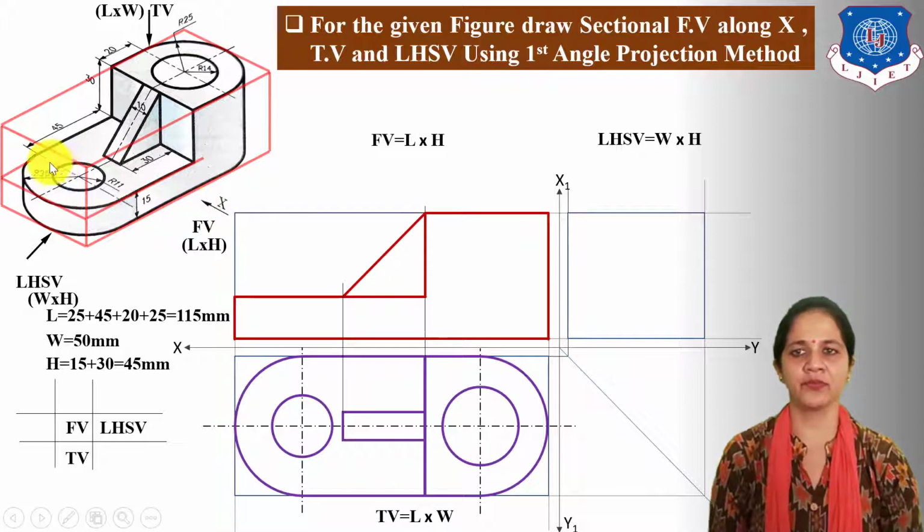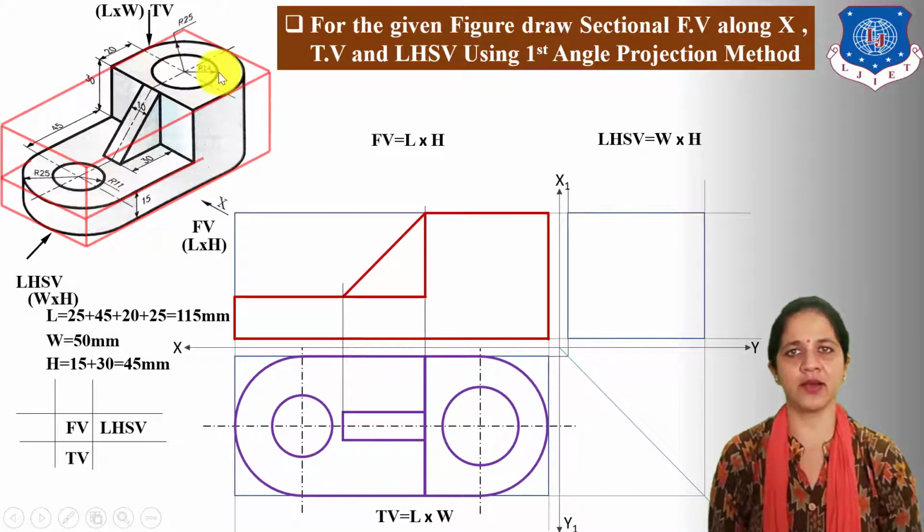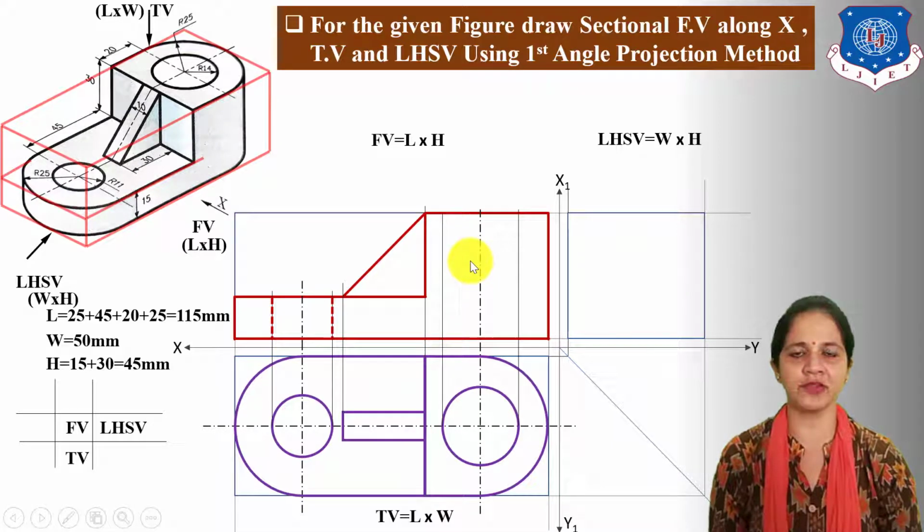From front direction, we cannot see the inner surface of these 2 holes. Now this hole is drilled throughout the height and this hole is drilled up to 15 mm height. So take length projection of these 2 holes from top view and draw 11 mm radius hole dotted line up to 15 mm height and draw 14 mm radius inner surface dotted line in front view up to 45 mm height.